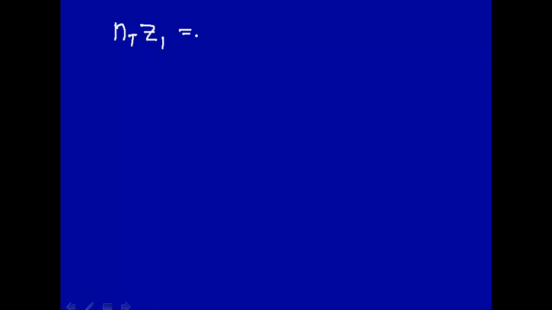That is equal to the total number of moles, this is both components, both component 1 and 2, that are in the liquid phase, times the mole fraction of component 1 in the liquid phase, plus the total moles in the gas phase times the mole fraction in the gas phase. That should be a y. Total moles in the gas phase.